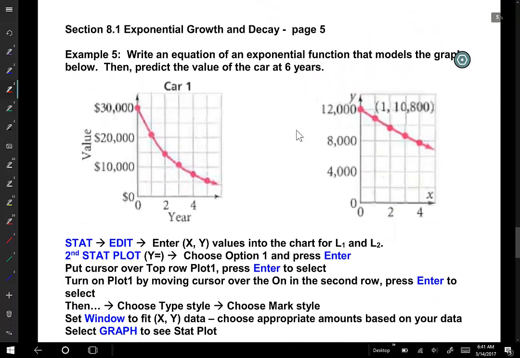Our last little part we're going to talk about today is using modeling in our graphing calculators to come up with an equation of a line for depreciation. And so I need you to take out your graphing calculators.